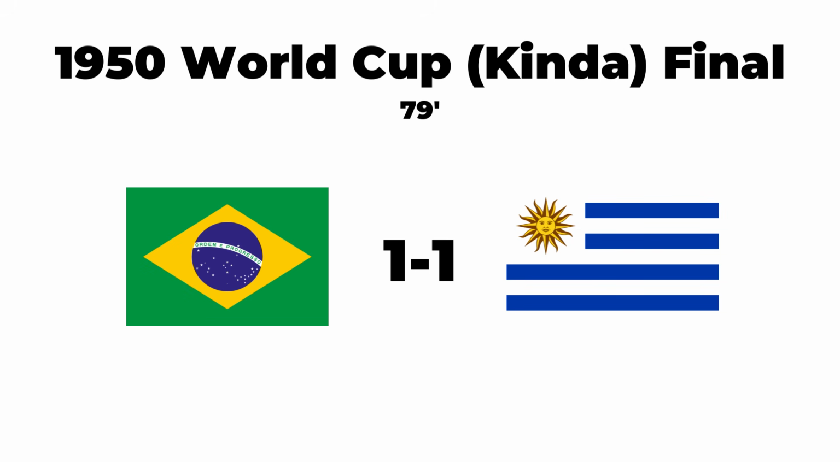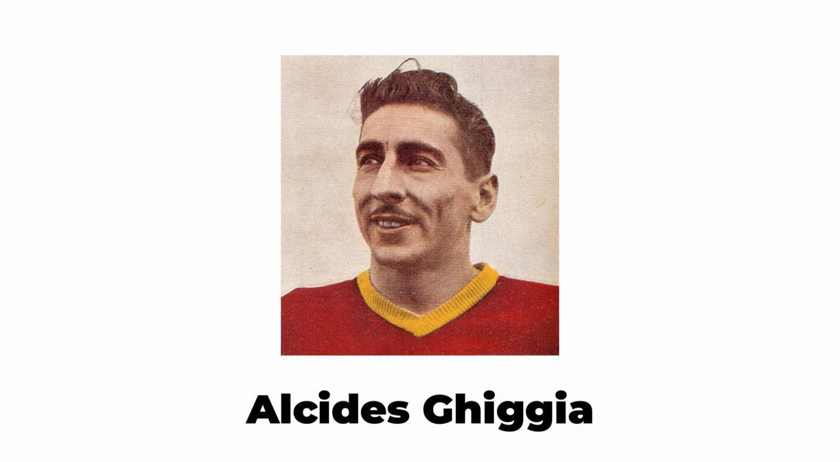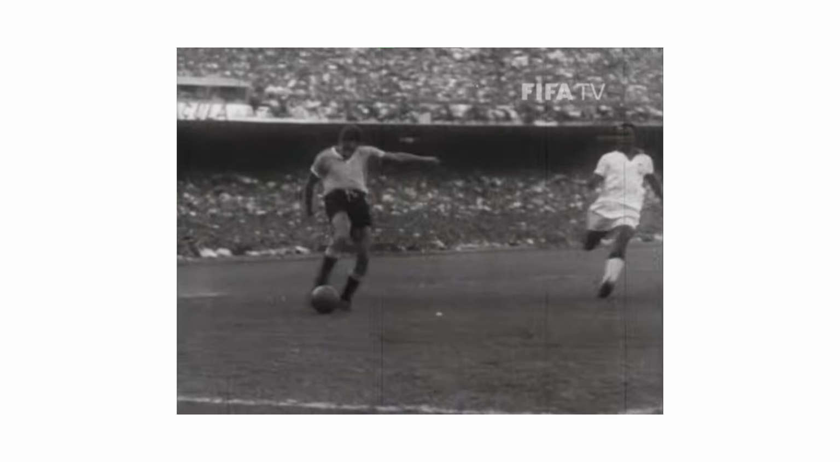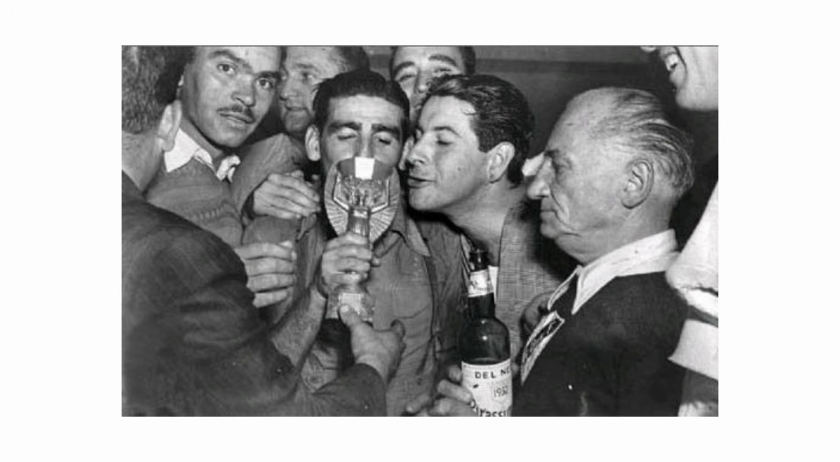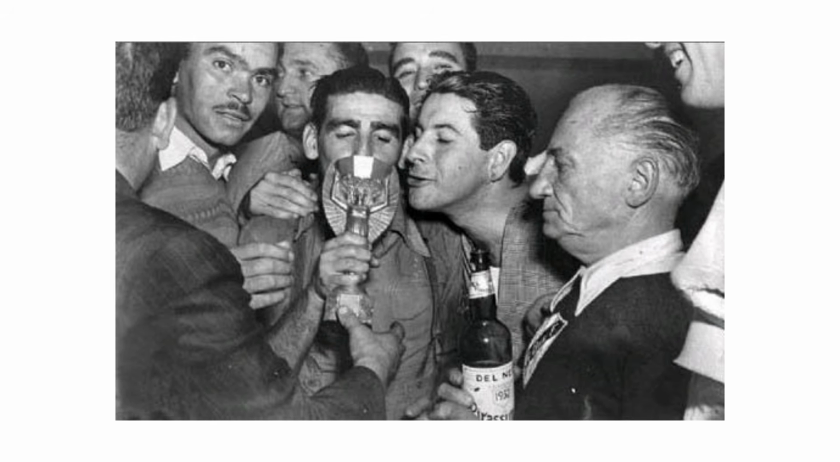And in the 79th minute, Alcides Ghiggia took a near post attempt. Brazil's goalkeeper Barbosa anticipated a cross, so he left that near post unguarded and let the ball in. Uruguay won. They defied the odds and won the World Cup for the second time.